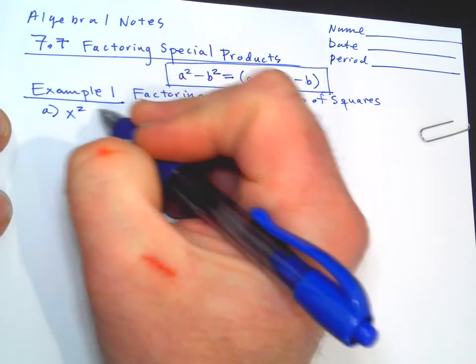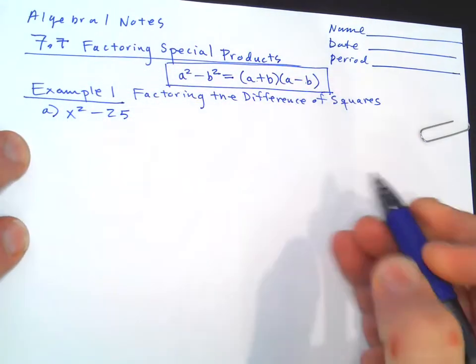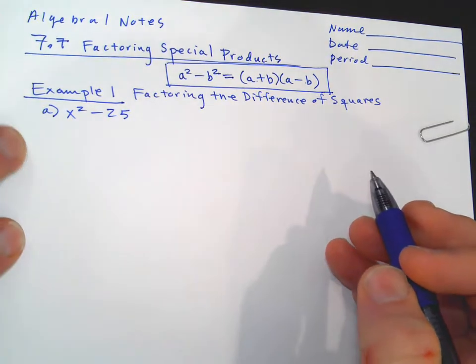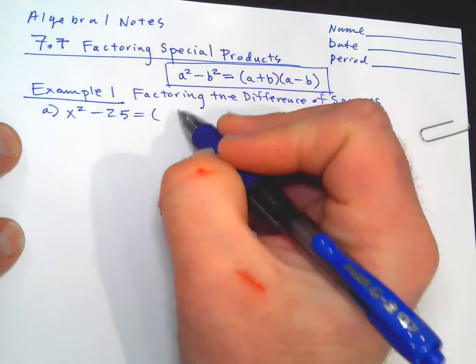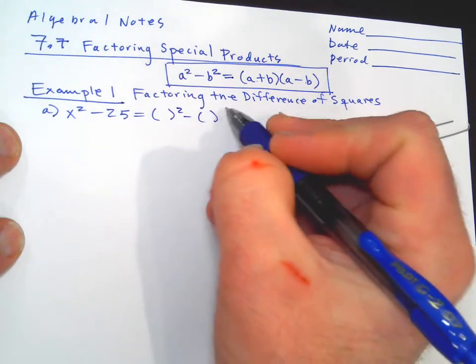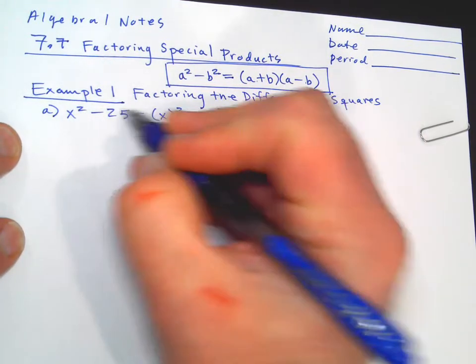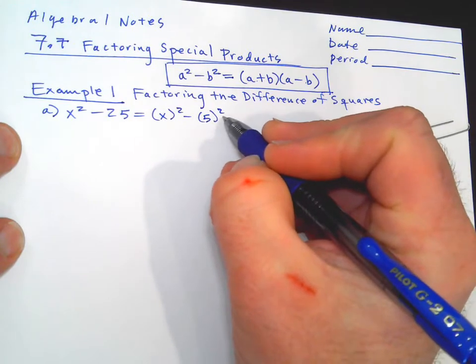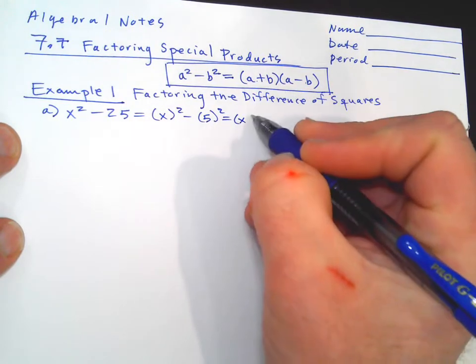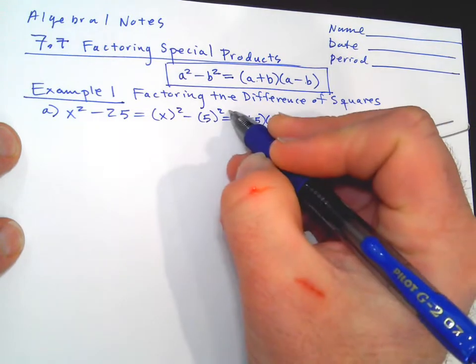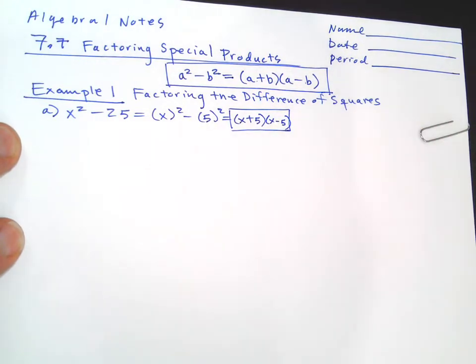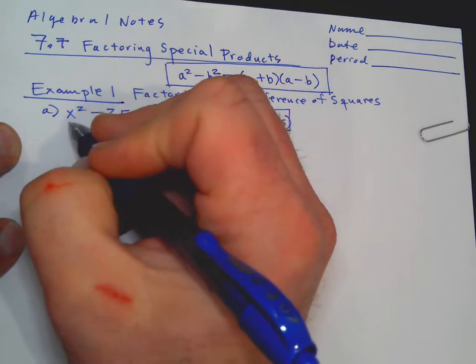So example A, x squared minus 25. Now, we could do this the same way we've been doing it. Now, if you notice, hey, this is something squared, what I would do is I'd rewrite it as, okay, what's squared there, what's squared here, and then I could write x plus 5, x minus 5.